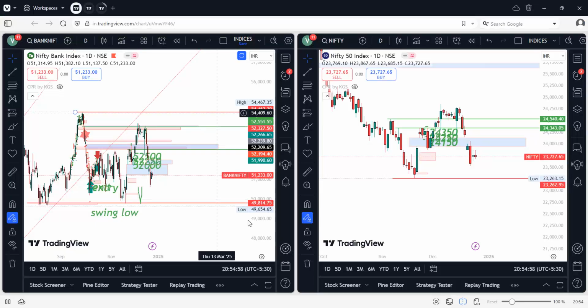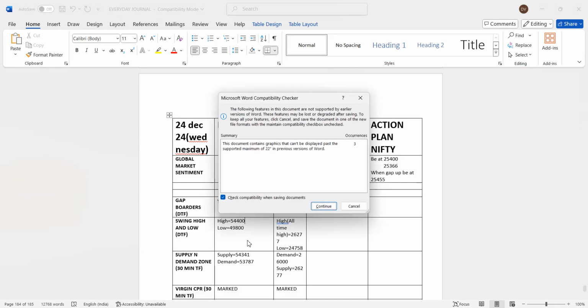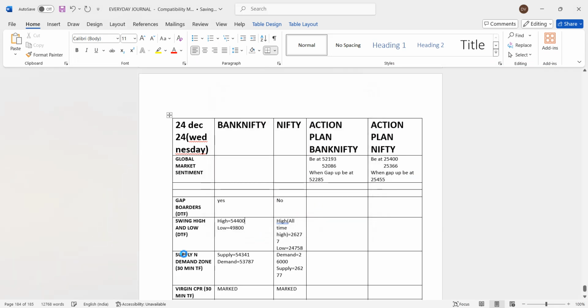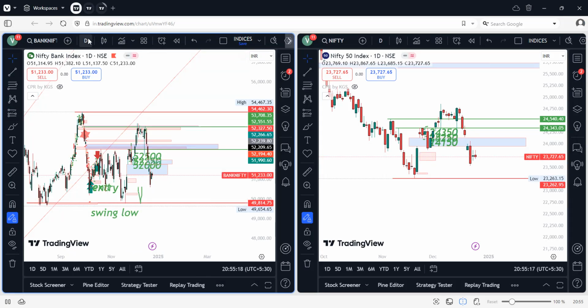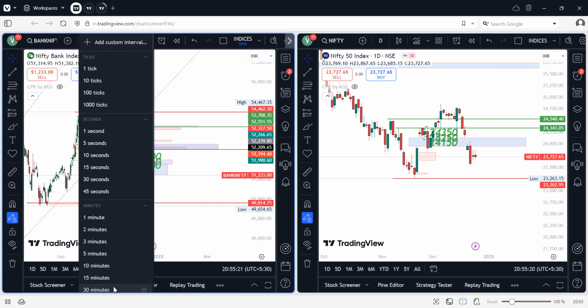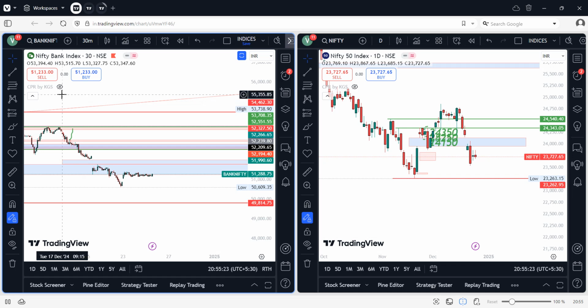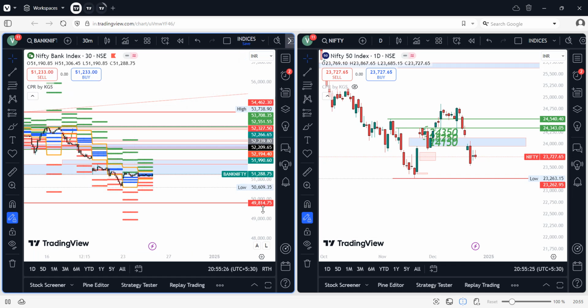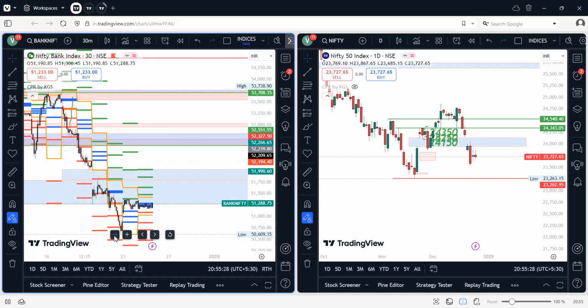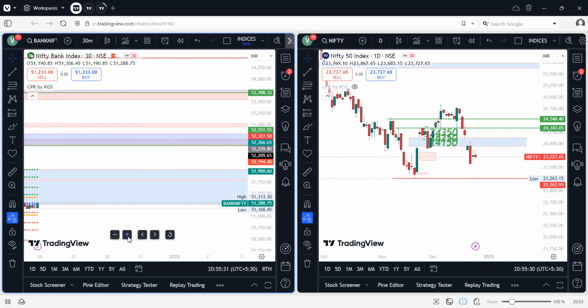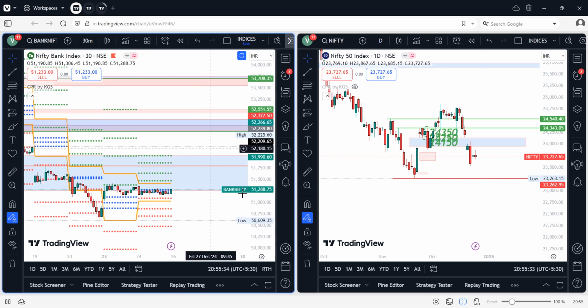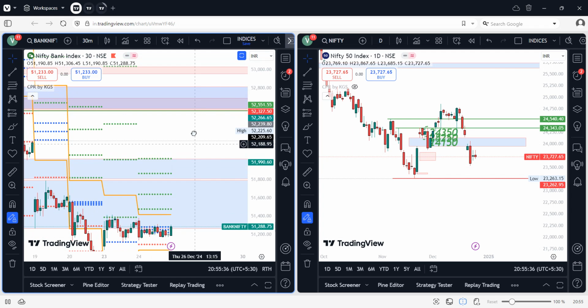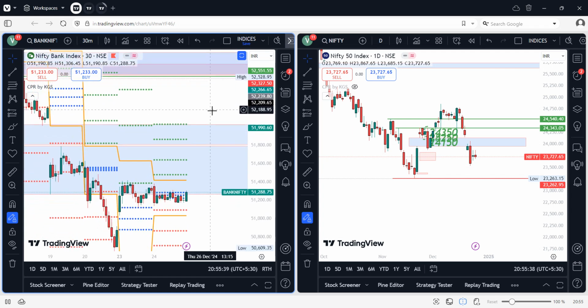Actually, we need to do this every single day. Now let me save this. So now I am going to mark the supply and demand zones in the 30-minute time frame. This is the systematic way to do the analysis. When you systemize your system, there comes the confidence. Preparation is the key to peace and happiness in trading.